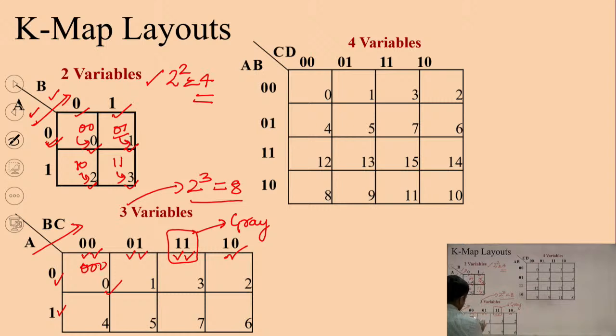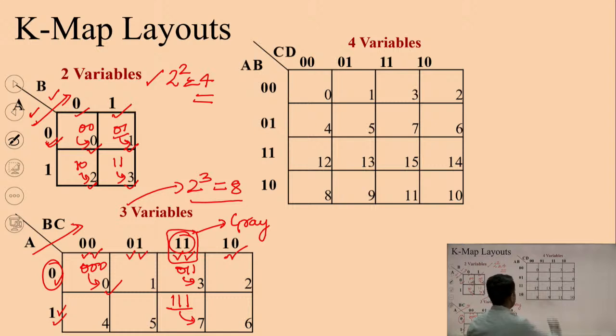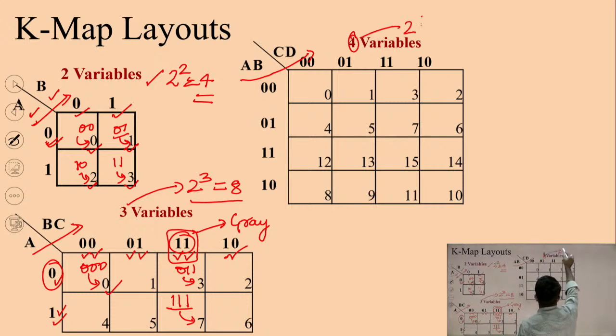0 0 0 is equivalent to 0. Similarly, you can see 0 from here, 1 1 from here, 0 1 1 means 3. Similarly, for any other cell, 1 from here and 1 1 from here, 1 1 1 corresponds to 7. In this way, all the cells of this 3 variable K-map are numbered. Similarly, we can proceed to the 4 variable structure, which has 4 variables A, B, C and D. For 4 variables, the number of cells will be 2 raised to power 4, that means 16.